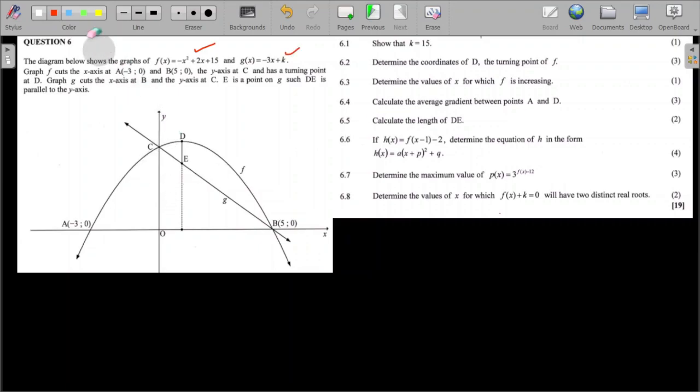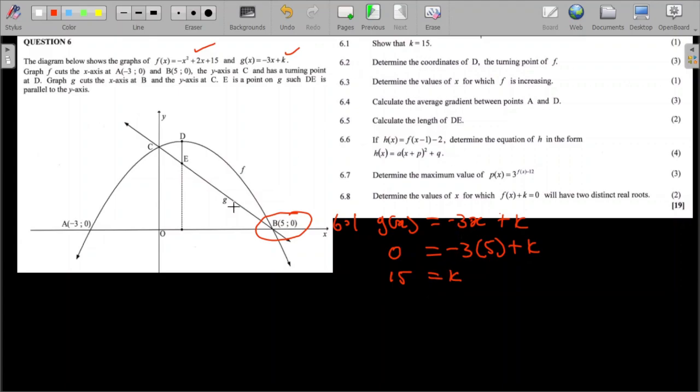Now going to 6.1, they are saying we must show that the k value is equal to 15. This is my function, g(x) = -3x + k. Which point can I use on this line? I know that f and g share the same point, so I can substitute this point where y is 0 and x is 5: 0 = -3(5) + k. This gives me 15, so if I take this 15 to the other side, since it's negative it becomes positive 15, and it equals k. So k is equal to 15.